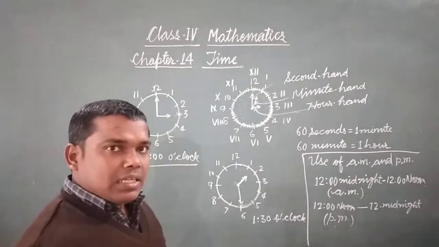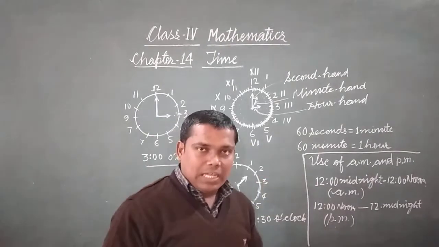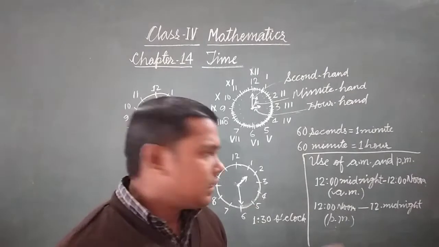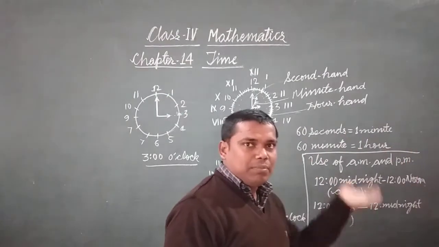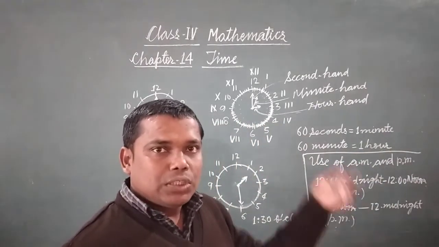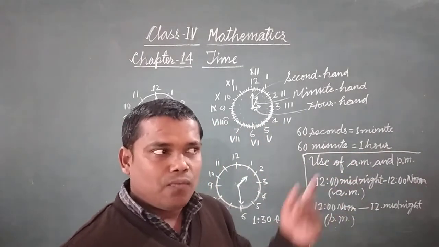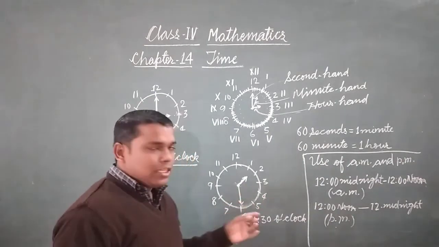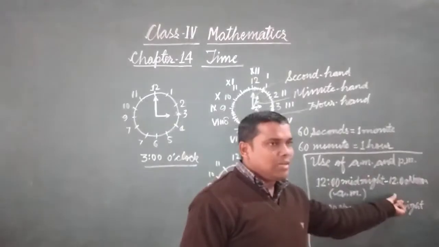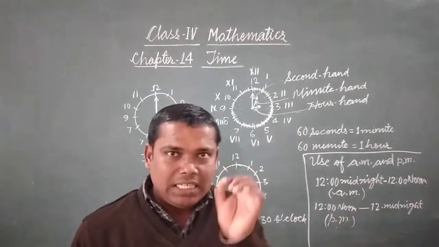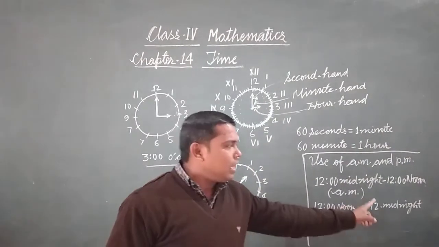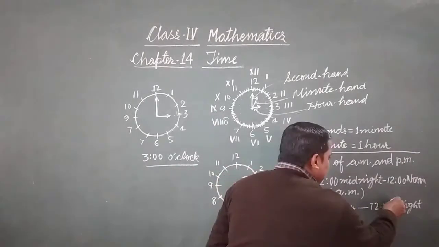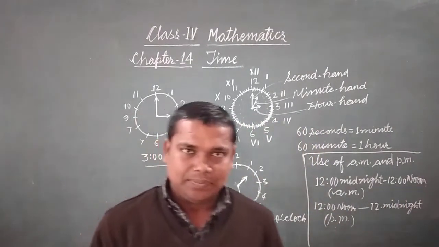Means if we have time in the morning, after 12 midnight to 12 noon, so 12 midnight, 1, 2, 3, 4, 5 and 6. So 12 midnight to 12 noon time is written in AM, that is anti-meridian, and 12 noon to 12 midnight time is written in PM, that is post-meridian.